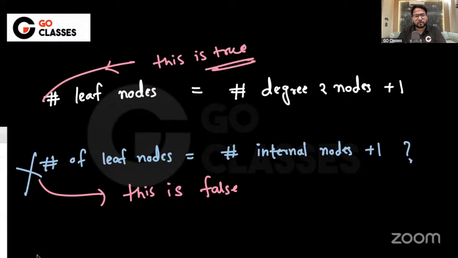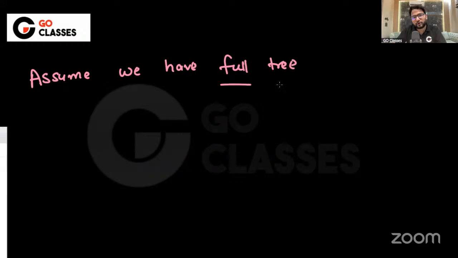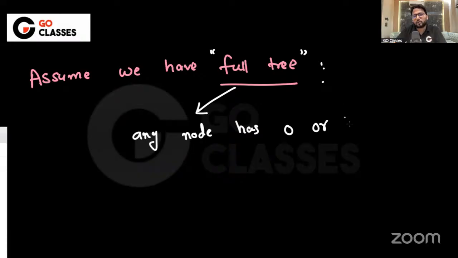So always remember this, because this seems to be easy, but it is actually important. GATE has asked many questions regarding this theorem. Now assume we have a full tree. What is a full tree? Does anyone remember? A full tree means a tree where any node has either zero or two children.